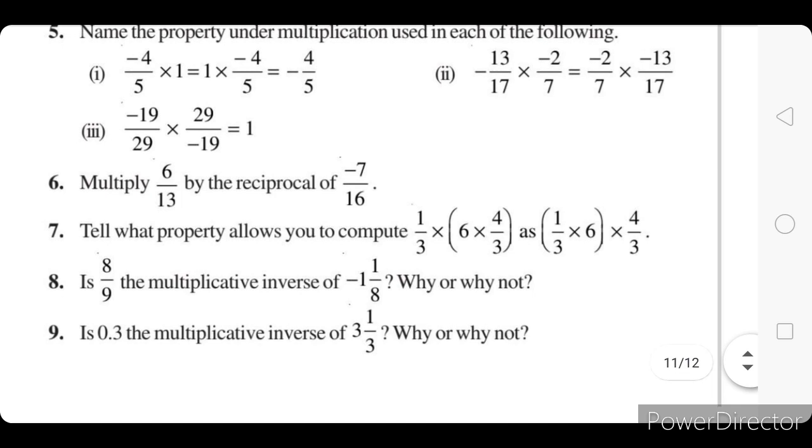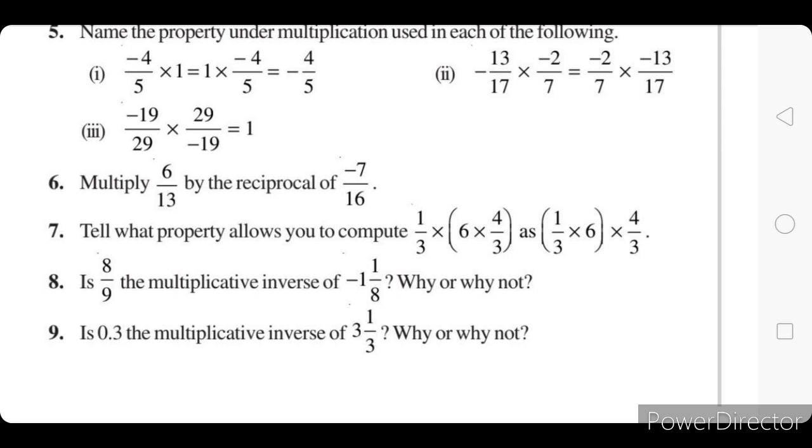Question number 6 is very simple. You can do yourself. Multiply this by the reciprocal of this. But take the minus 7 upon 16 reciprocal, 16 upon minus 7, and multiply it by 6 upon 13. In the seventh also you have to tell the property. It is very simple. With 3 numbers you know which property is there. Associative property. Is 8 upon 9 the multiplicative inverse of this? Minus 1, 1 upon 8, why or why not?